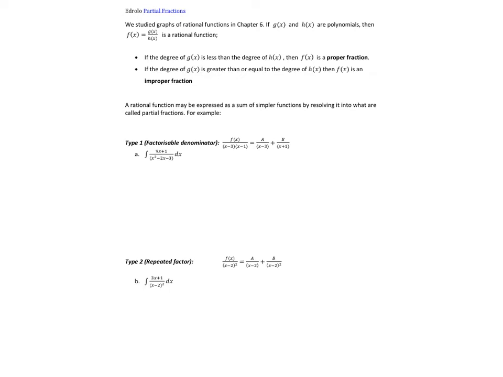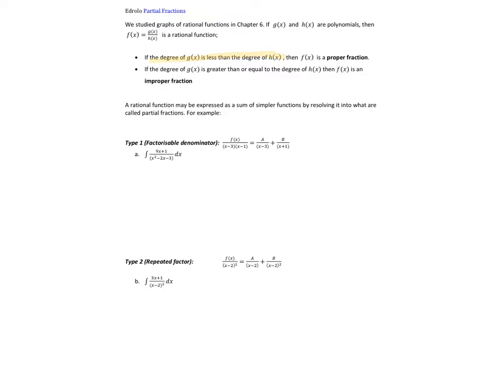Okay, so let's have a look at improper fractions, at partial fractions and the process and the role that they play in integration. If we remember the definition up here, if the degree of the top function, g of x, is less than the degree of the bottom function, it's already a proper fraction. So then we can go straight into our partial fraction process. If it's equal to or the same, then you might need to do a division first, all right?